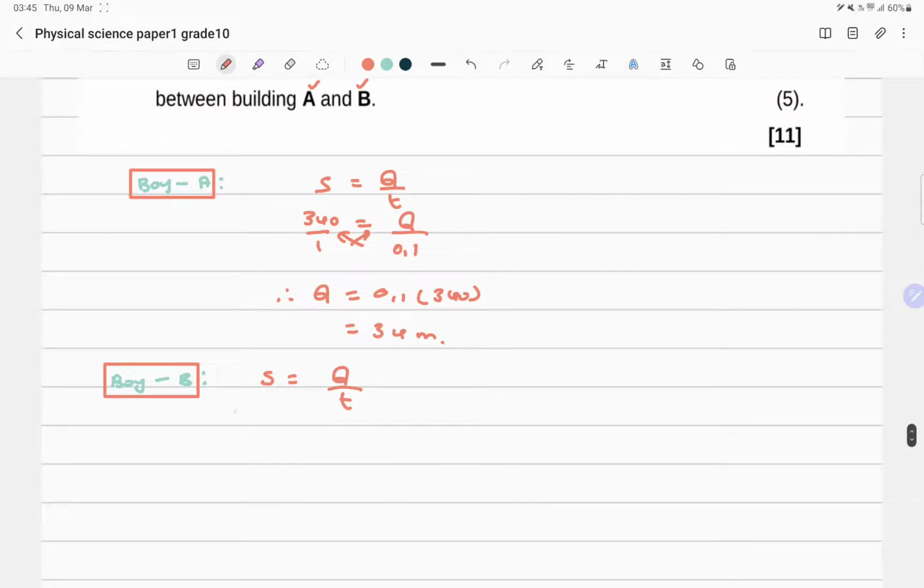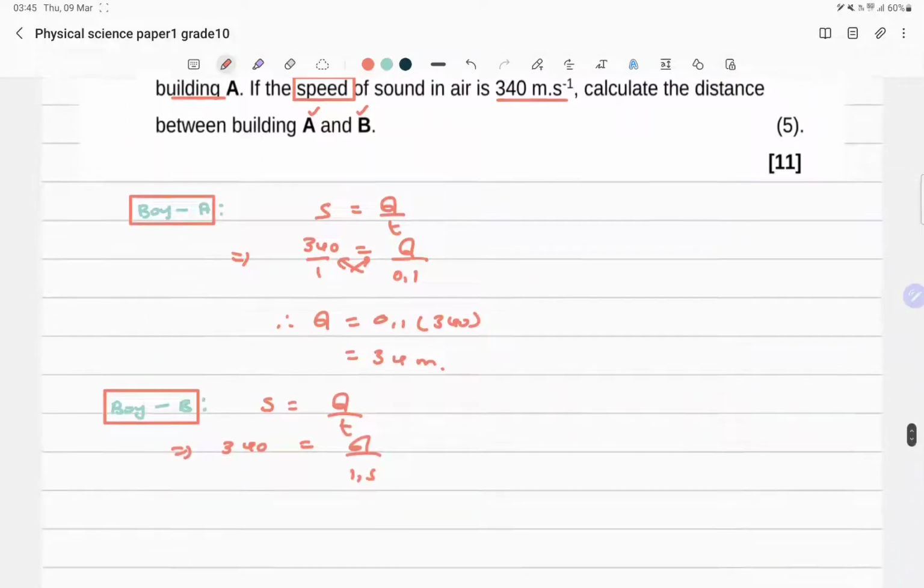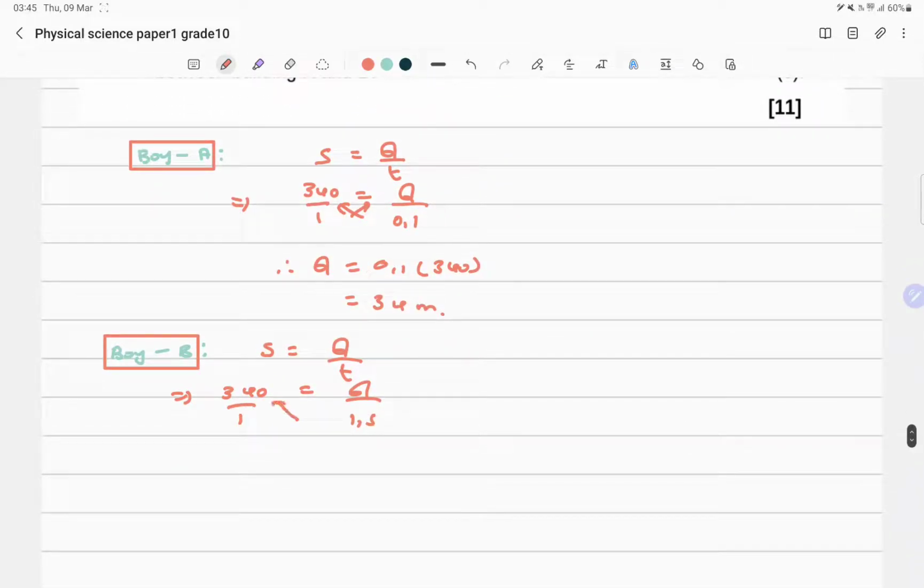Okay, now we know that we were told that this is 340 equals distance over time, which is 1,5 seconds. And then this is over 1, cross multiplication would make a conclusion for us that D is equal to 1,5 into 340. Let's just calculate there. So 1,5 into 340. This is 510 meters, okay?